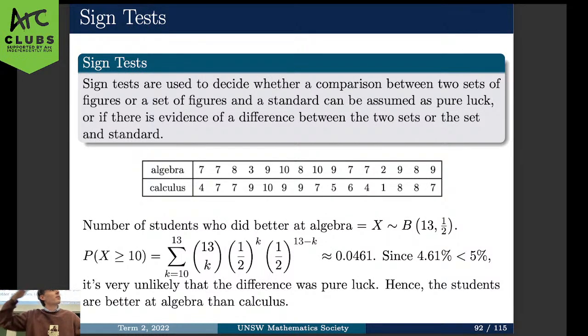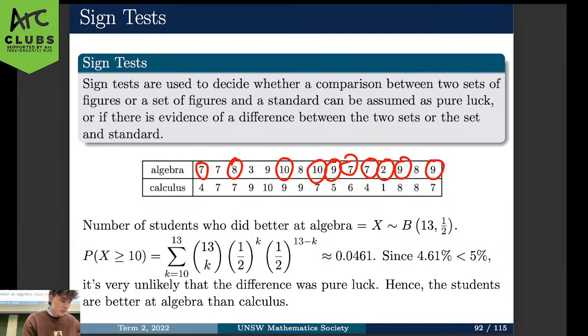So the first step is to count the number of instances where algebra is strictly greater than calculus. So just going through that here, we can see that that occurs at all these instances, right? So that gives us 10 different times where algebra is strictly greater than calculus. So that's the first step.